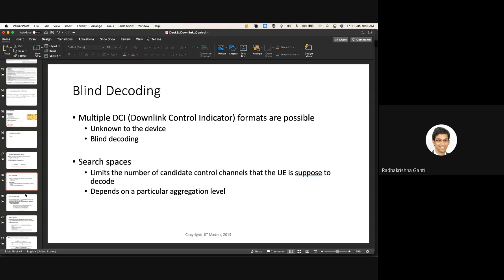Okay, so for example, for some search spaces you might have to decode only two control channels, or two candidates. For some search spaces you might have to decode four candidate control channels. Okay, so the search spaces help a UV in reducing the amount of complexity for decoding PDCCH.